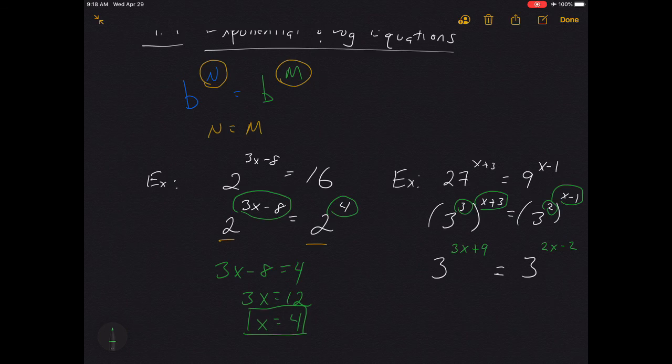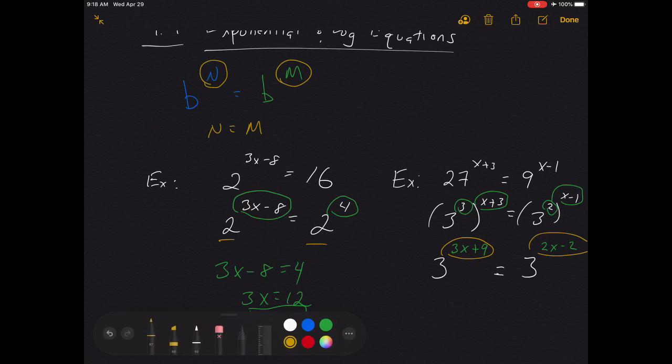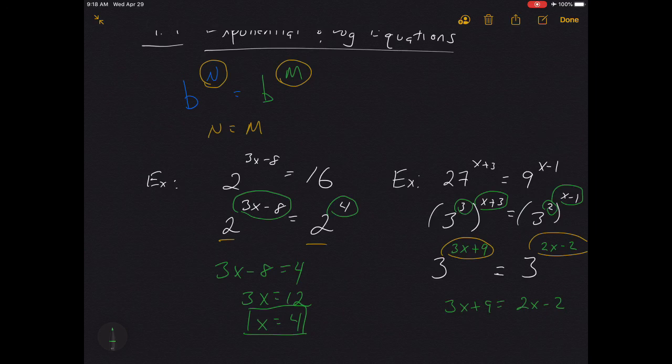Now the bases are the same. Because the bases are the same, the exponents must be the same, which means I can take the two exponents and set those two things equal to each other. So 3x plus 9 equals 2x minus 2. One thing I want to caution you on, we are not canceling out the bases. That's not what happens. Please do not cross out the bases and think that that's what you're doing.